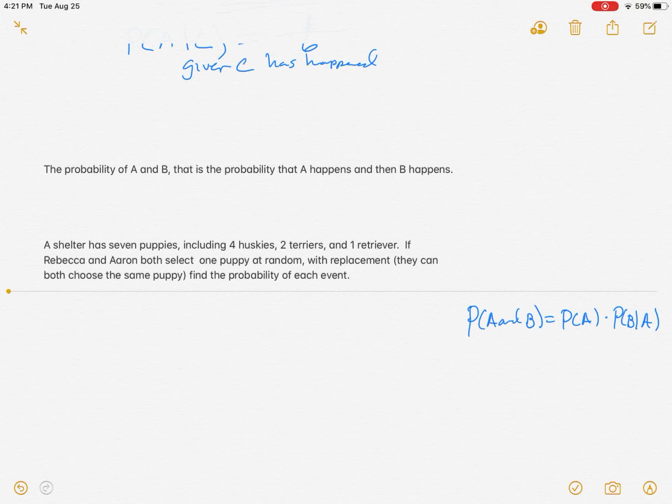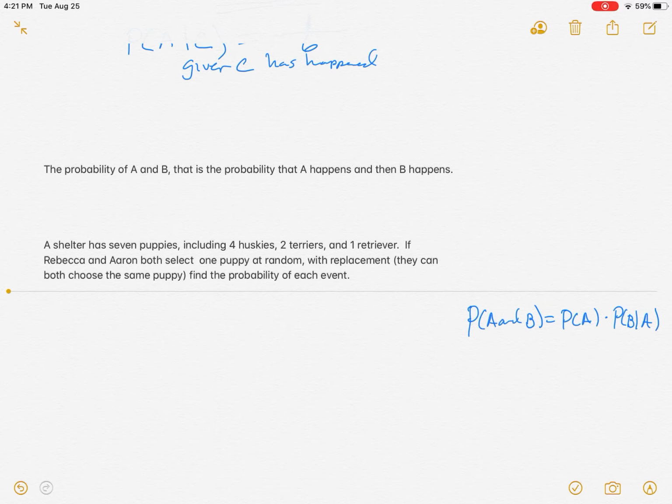So in the book is a question about a no-kill shelter that has 7 puppies, including 4 huskies, 2 terriers, and 1 retriever. And so this is the typical style of question that's in here. If Rebecca and Aaron both select one puppy at random with replacement, what that means is Rebecca's going to go in and choose a dog, and then she's going to say, I like that one, but they're not going to remove the dog. Aaron's going to come in and have the same look at all the animals that are there and be able to choose any one of them, including the one that Rebecca has already chosen.